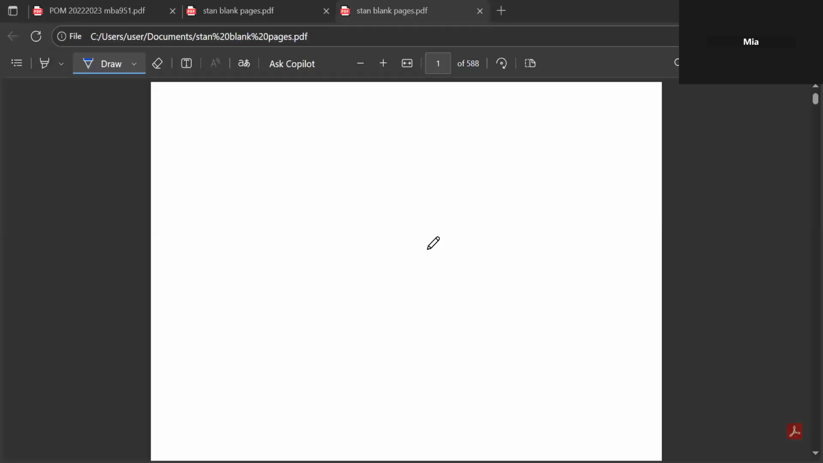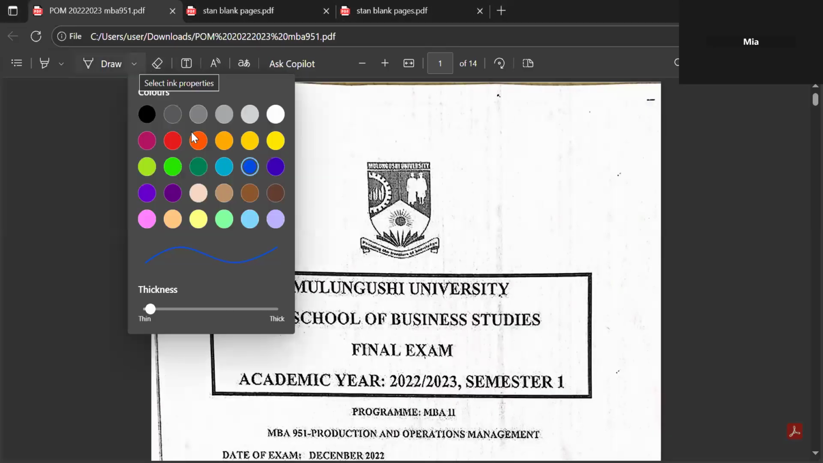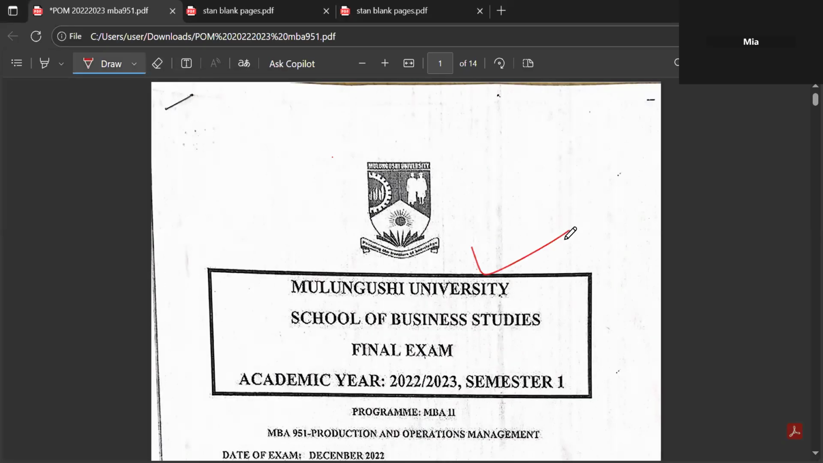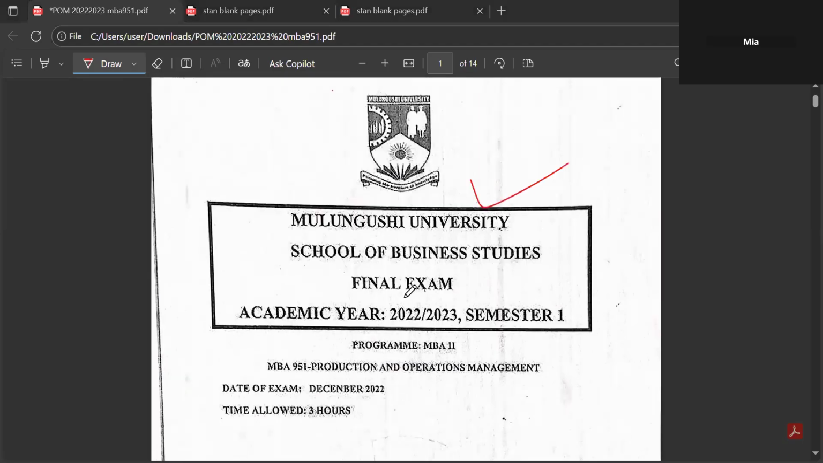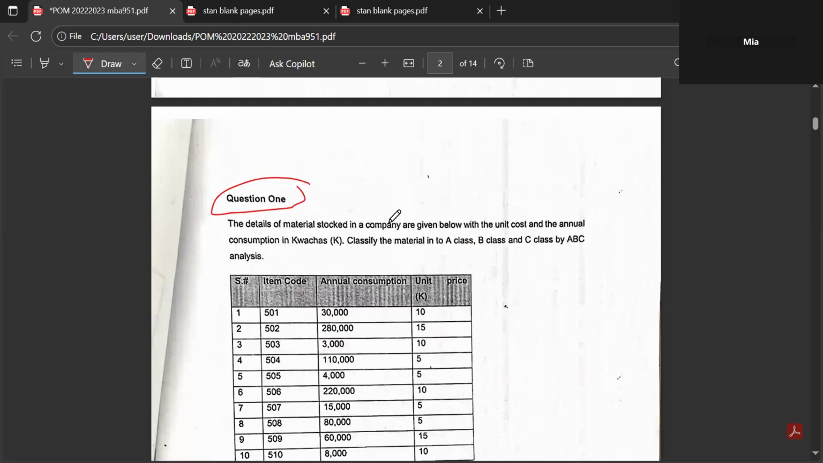Good evening. We are looking at the exam review, okay? That is for production and operation management, for Mlungwisho University. And the year we are looking at is academic year 2022-2023. And of course, we are looking at question one.